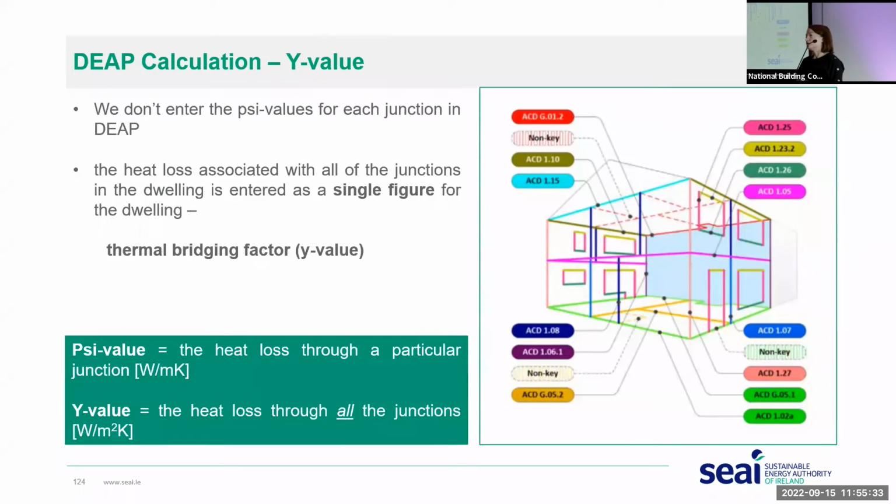So within DEAP, to account for the heat loss through the junctions, we don't enter the SEAI value for each junction. Instead, we input a global figure that takes account of the heat loss through all of the junctions. So the heat loss associated with all of the junctions in the dwelling is entered as a single figure called a thermal bridging factor or a Y value. So the SEAI value is heat loss through a particular junction, and the Y value is the heat loss through all of the junctions.